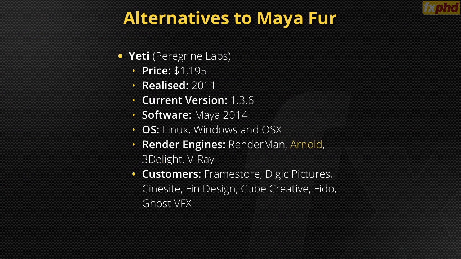A second option would be to go with Peregrine Labs' hair system, and that is called Yeti. Now this is a little bit more, obviously twice as much, $1,200. Hasn't been around for quite so long, and it isn't supported by quite so many render engines, but all the main ones that you would want to support are there: RenderMan, Arnold, 3Delight and V-Ray. And this has again been used by quite a number of large companies, so people like Framestore, CineSight, FinDesign, Ghost VFX, some pretty massive companies there have all been using this Peregrine Labs Yeti system.